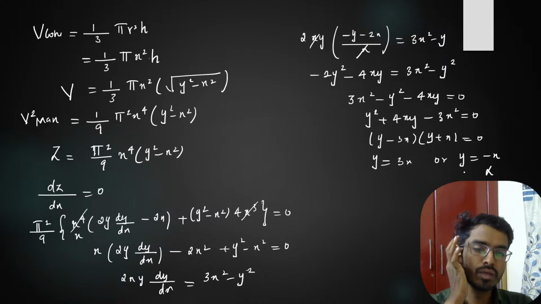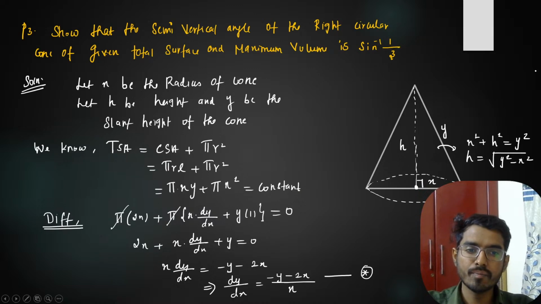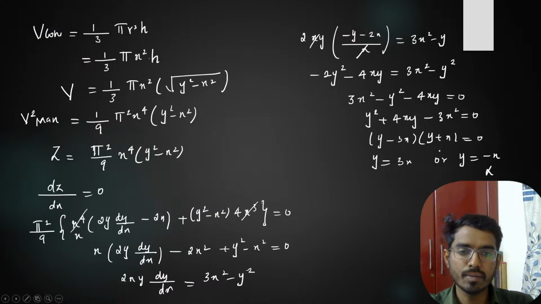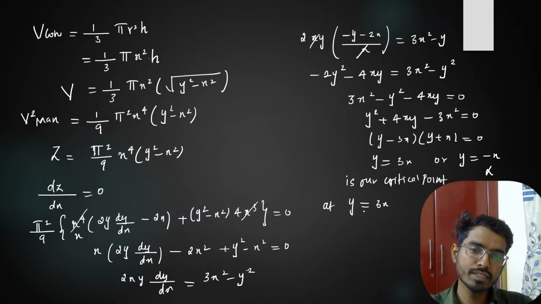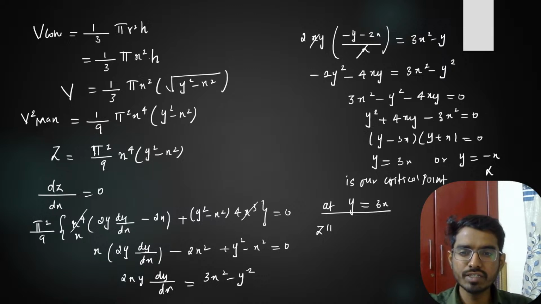This is not possible. Why? Just think of it, what is x and y here? All are distances. So y is equal to 3x is our critical point, right? Now at y is equal to 3x, you just find the second derivative, that is z double dash. I think you can do this. Already we know z dash. You differentiate to get z double dash, you substitute y is equal to 3x, you'll be getting less than 0.